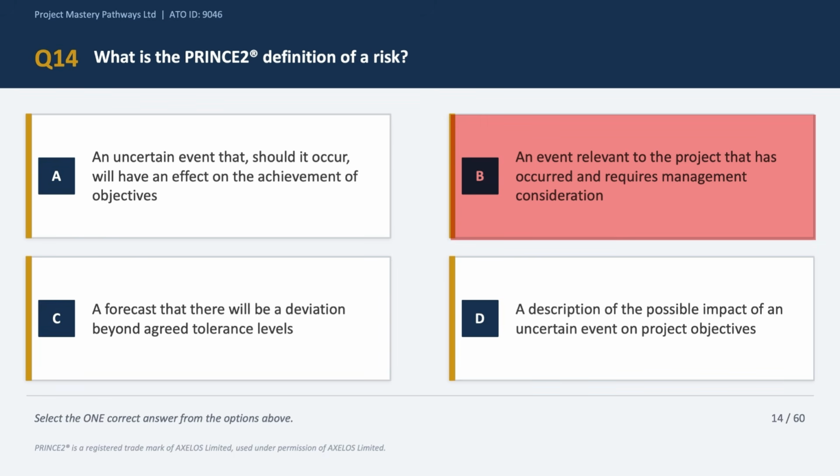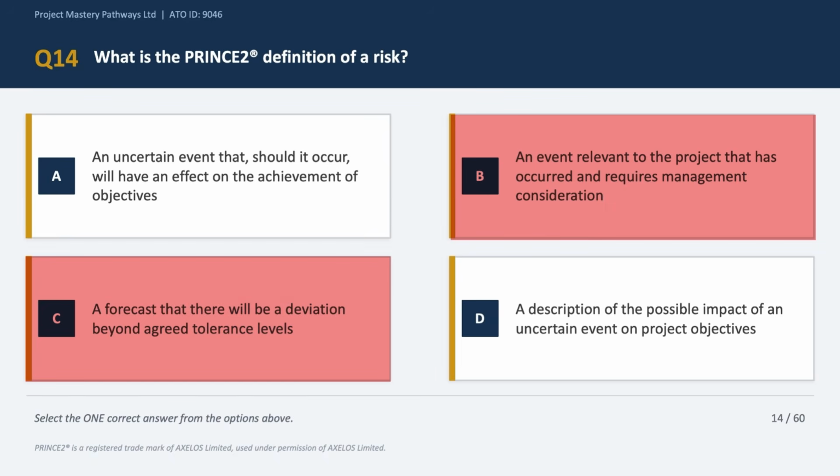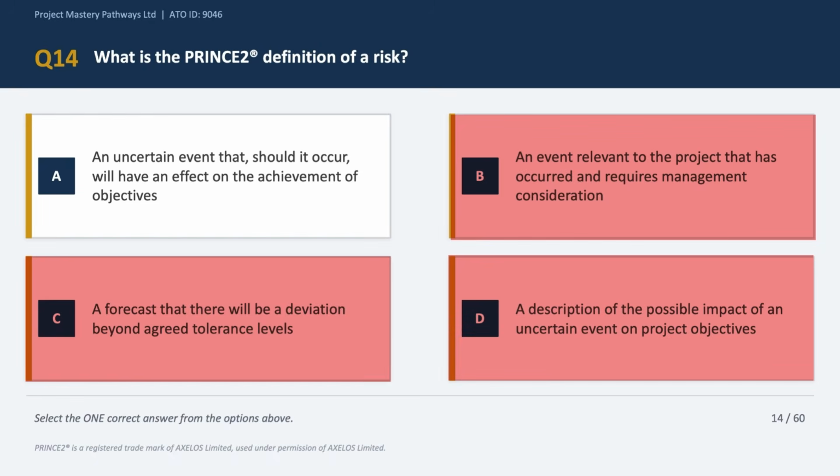Now that is the definition of an exception in PRINCE2, okay, not the definition of a risk. So we can eliminate option C. Option D says description of the possible impact of an uncertain event. Now that sounds like a risk impact statement, okay, not the full definition of a risk itself. So option D is incorrect as well.